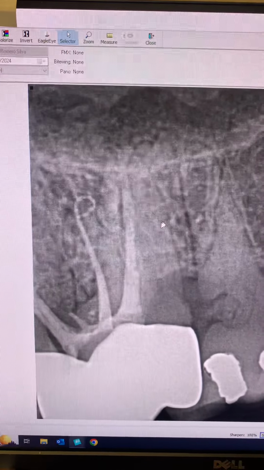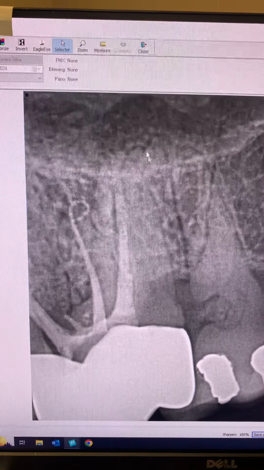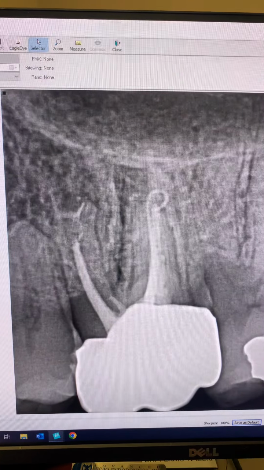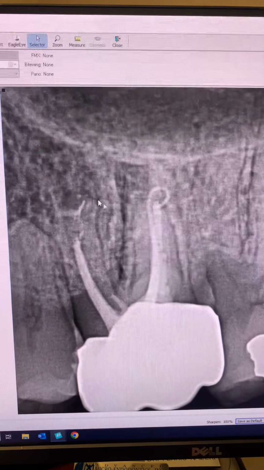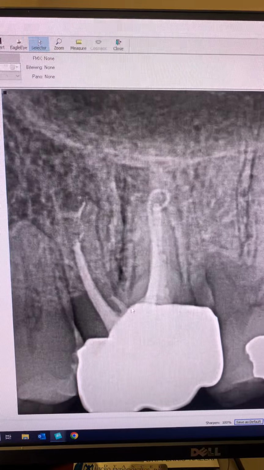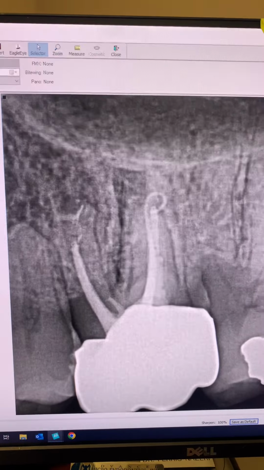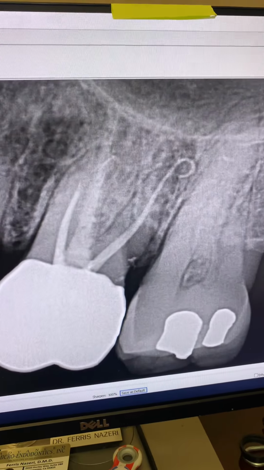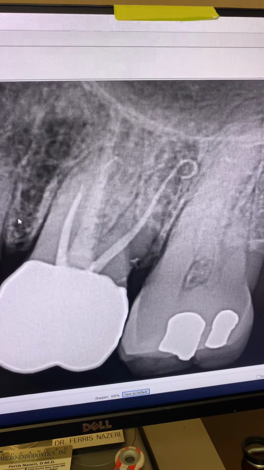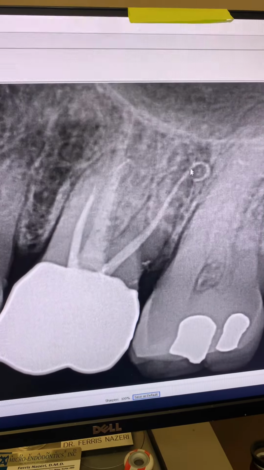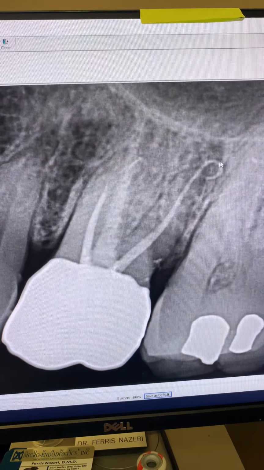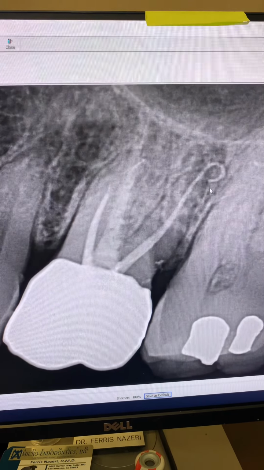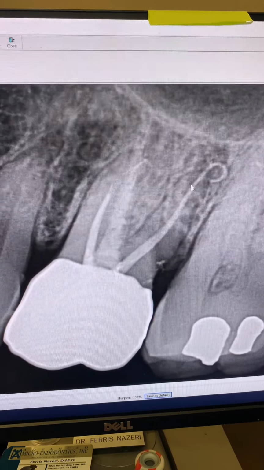Remember that huge periapical lucency associated with the palatal root? Healed completely. Remember the periapical lucency associated with the MB root? Healed completely. So, overextended gutta percha. Again, here's the date, as you can see. Overextended gutta percha doesn't affect the outcome of endodontic treatment. Multiple studies have shown that.